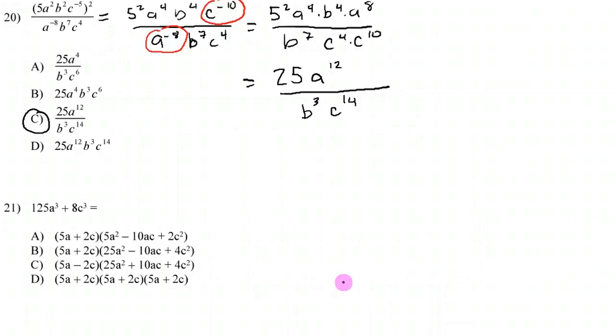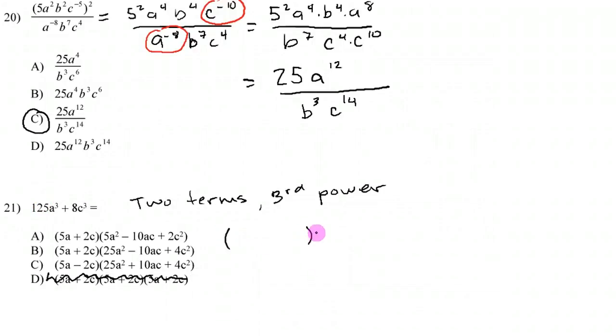All right, for number 21. Again, the thing that we should note here is that we have 2 terms, and it's to the 3rd power. So the way we do that is, we know it's going to be something short times something long, so this one's automatically not it. Don't ever choose that one. But we have to find the cube roots of these to get our a and our b. And this is easy because it's multiple choice.